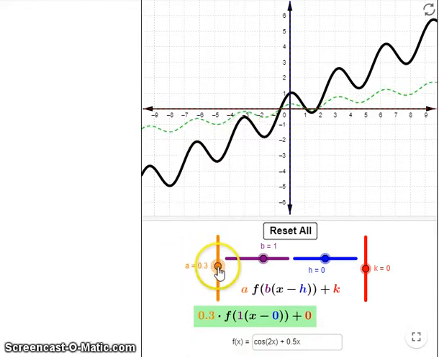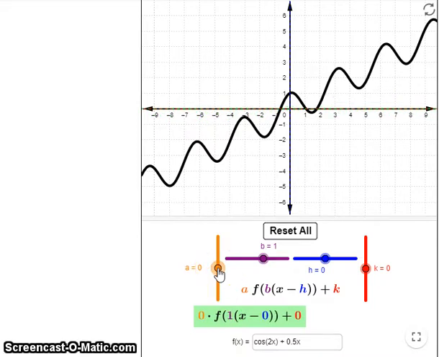As a matter of fact, if I set a equal to 0, what am I doing? I'm multiplying all my y values by 0, and therefore my function has a whole bunch of y values that are 0, and that's it. I can see down here, 0 times my y value is going to give me 0.